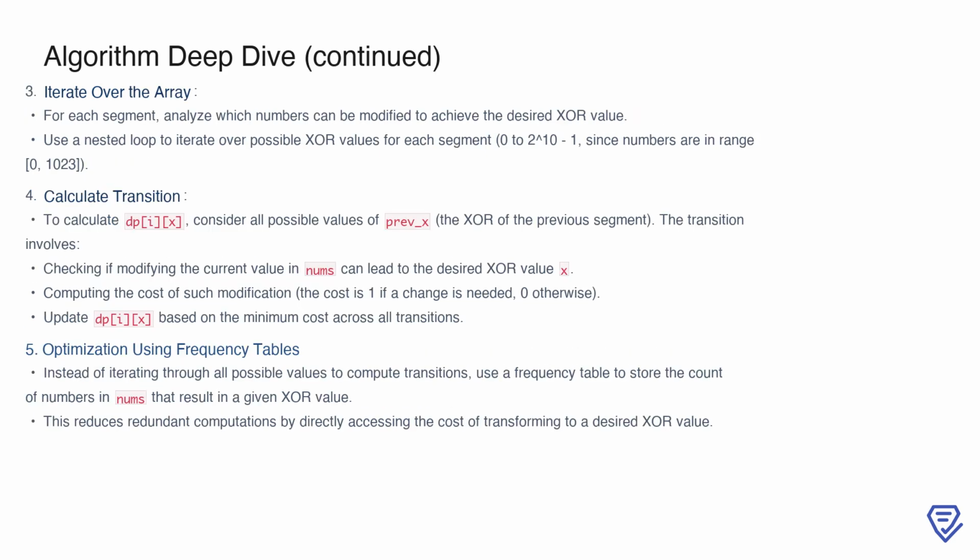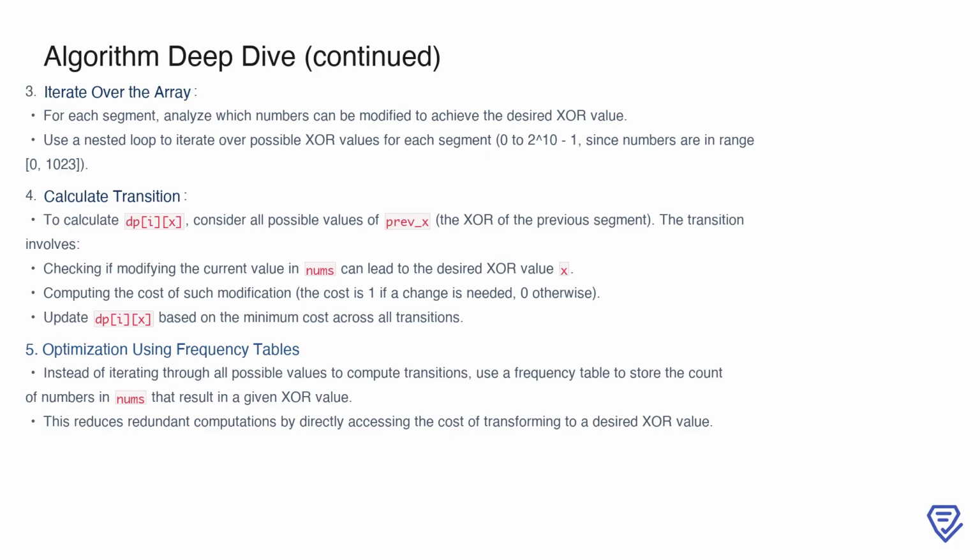Now, to fill the DP table, we iterate over the array and analyze each segment. For each segment, we explore which numbers can be modified to achieve the desired XOR value. This involves using a nested loop to iterate over all potential XOR values, which range from 0 to 1023 due to the problem constraints. The key transition step is calculating DP[i][x].